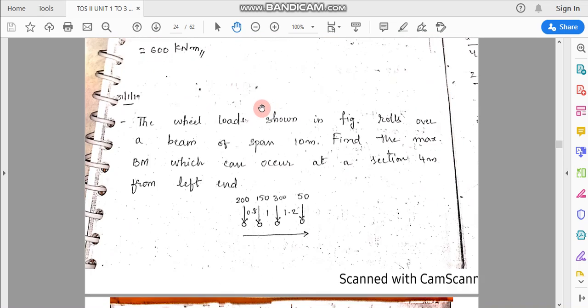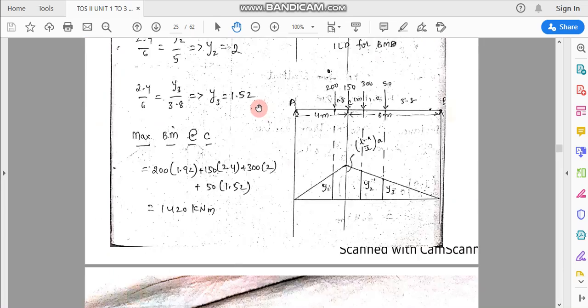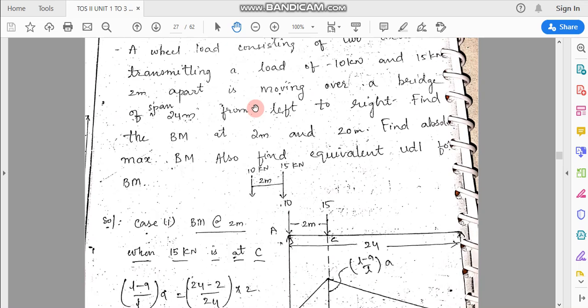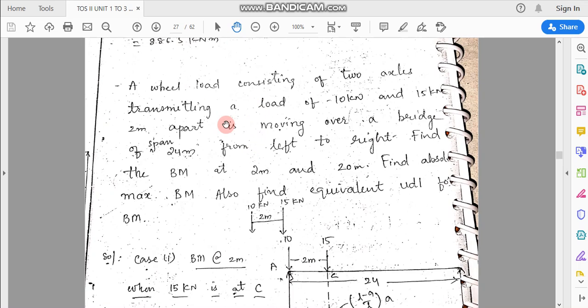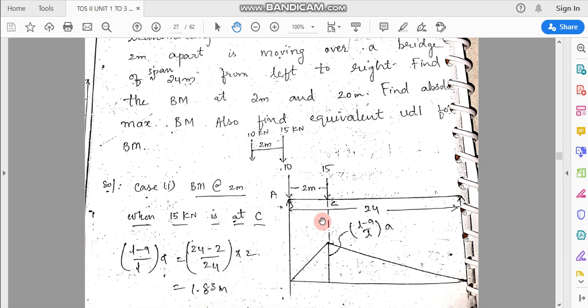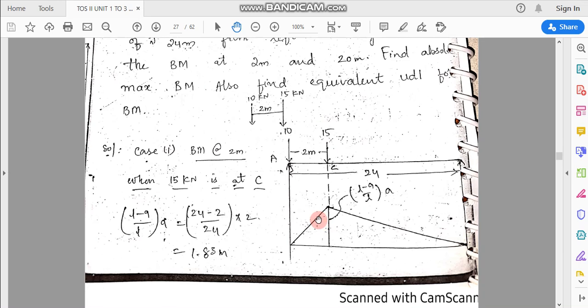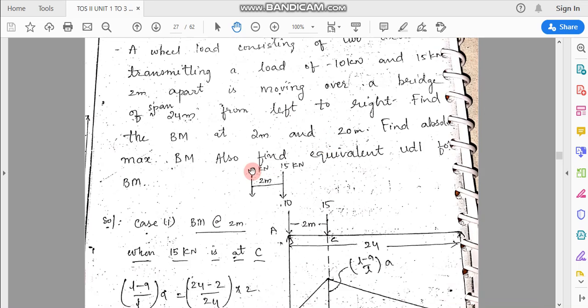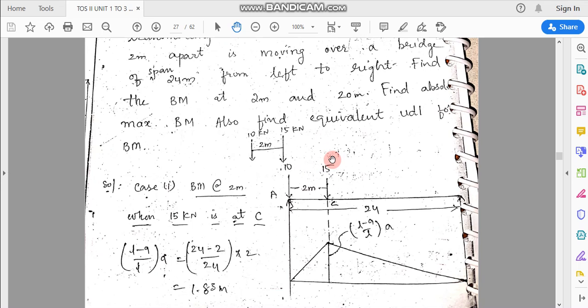So we'll try to take up one more problem from this one. Absolute 2-point loads. 2-point loads is also important, since we have to mark our equivalent UDL also for that. So we'll take up that one. A wheel load consisting of 2 axles, 10 kilonewton and 15 kilonewton. We have to draw a bending moment diagram, calculate the bending moment at 2 meters and 20 meters, find the absolute maximum bending moment, and also find the equivalent UDL for the maximum bending moment.